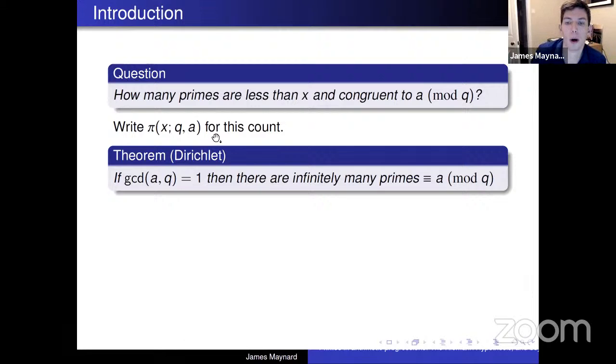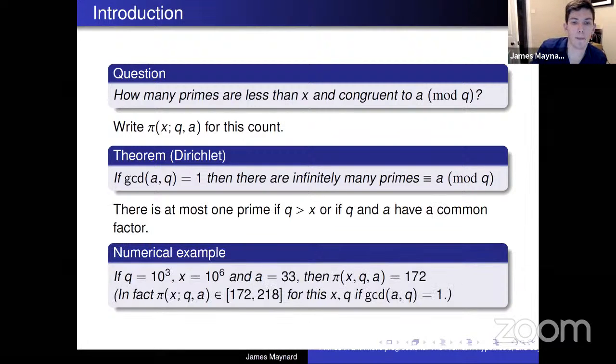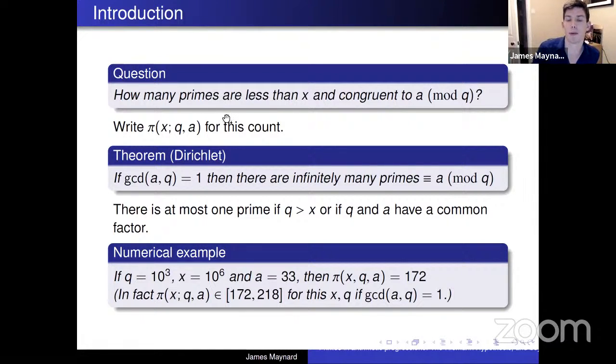But Dirichlet's theorem on its own doesn't tell you how many primes there are or what the distribution of primes is. And certainly there are a few trivial cases. If q is bigger than x, then there's at most one whole number which is less than x, is non-negative and is congruent to a modulo q, and so there's certainly at most one prime. And similarly, if a and q have a common factor, anything that's in the residue class a modulo q must be a multiple of that common factor, and so there can be at most one prime.